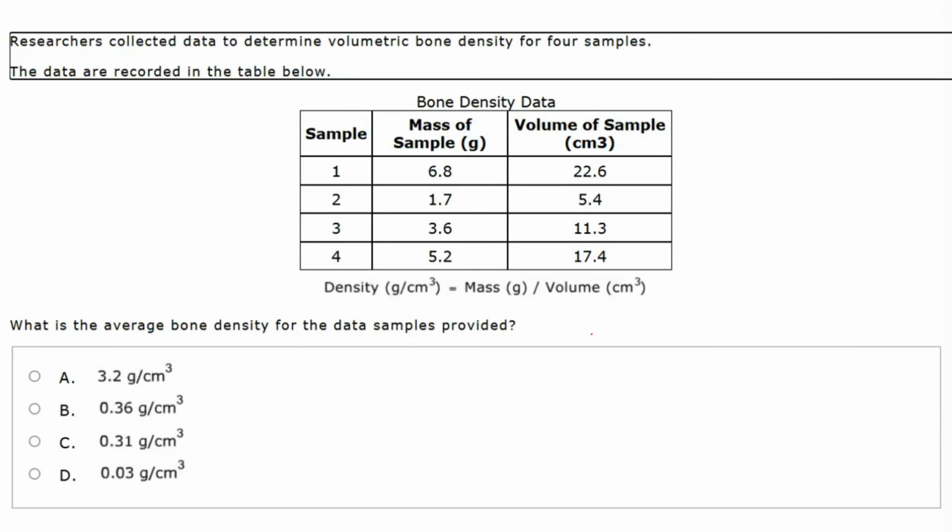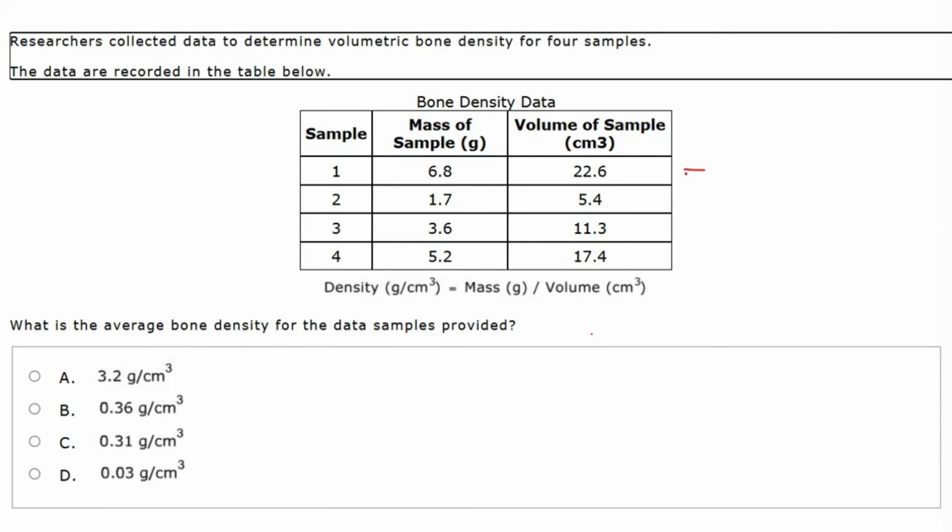Researchers collected data to determine volumetric bone density of 4 samples. The data are recorded in the table below. This is the mass and this is the volume, and density is equal to mass per volume. The formula is given already. You have to find the average bone density for the data sample provided. So you have to find the bone density first for each sample given here.